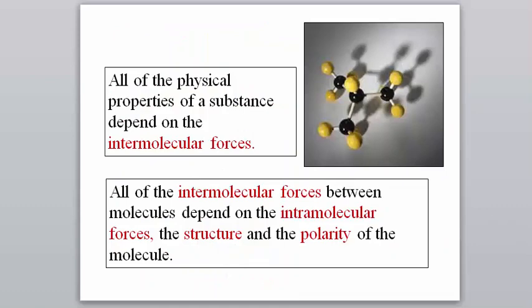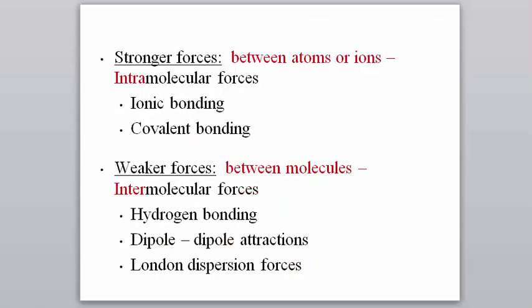So remember, all of the physical properties depend on those intermolecular forces, and those forces depend on your structure, which depends on your intramolecular. So in your previous chapters, you were looking at your covalent bonding, your ionic bonding, that now will affect the intermolecular forces based on the structure and pretty much based on the polarity of that molecule. We're really looking at the simplicity of whether a molecule is polar or not.